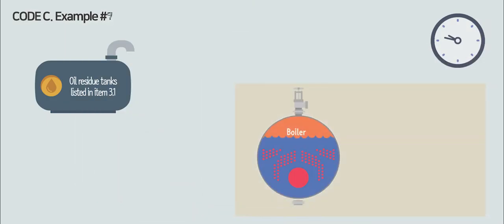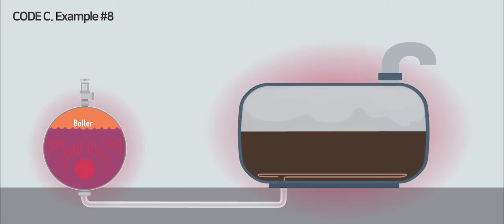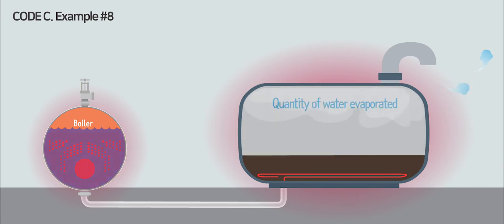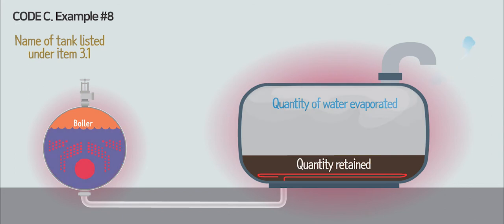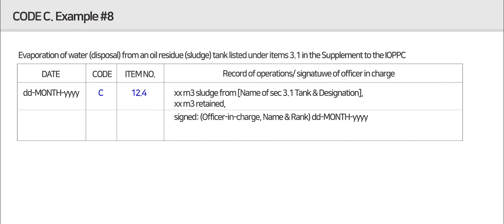Example 8. In case of evaporation of water from an oil residue tank, listed under Item 3.1 in the supplement to the IOPPC, quantity of water evaporated, name of tank, and quantity retained are recorded using Item 12.4 of Code C.